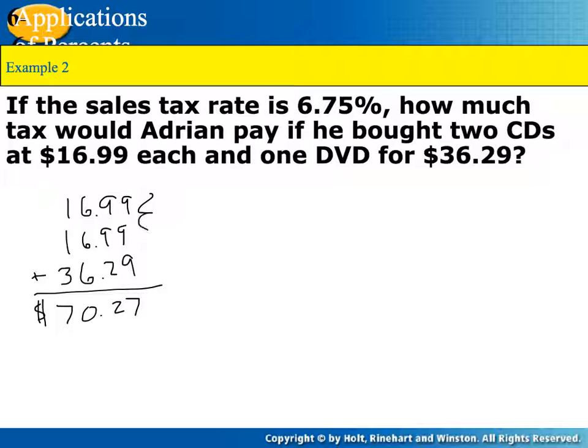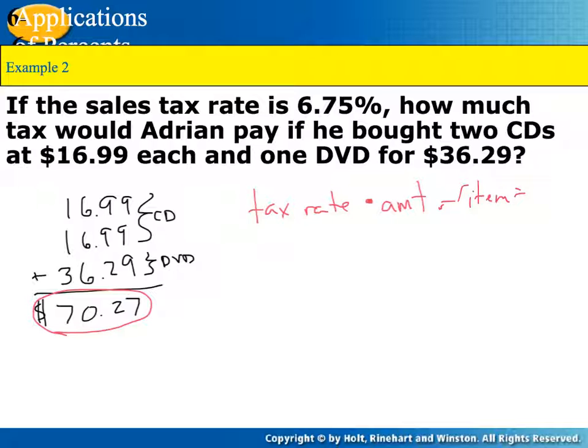2 CDs, 1 DVD. Okay, $70.27. Now, that is not my total price. I also have to figure out my tax. So, sales tax is a percentage of your total amount. Okay, so when you find your sales tax, you take your tax rate times the amount of your item, and when you do that, you find your tax amount.